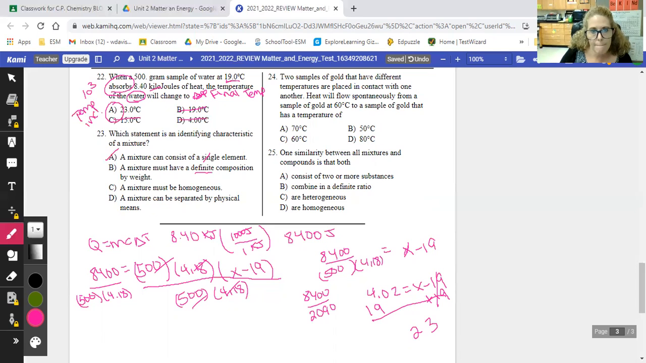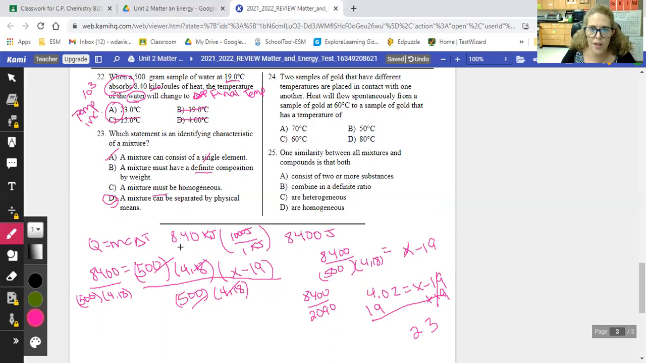A mixture must be homogeneous. Nope, it could be heterogeneous too. A mixture can be separated by physical means. Yes, mixtures can be separated by physical means. All right, so then two more questions and then we're done.